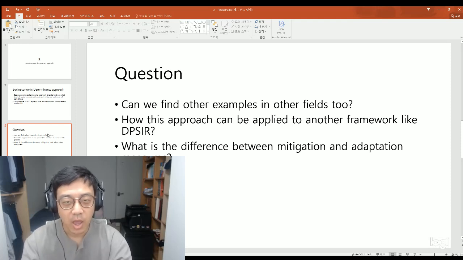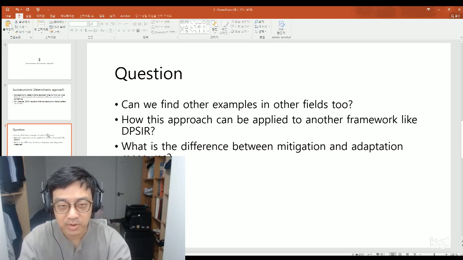Questions: can we find other examples in other fields too? How can this approach be applied to another framework like DPSIR? What is the difference between mitigation and adaptation measures?